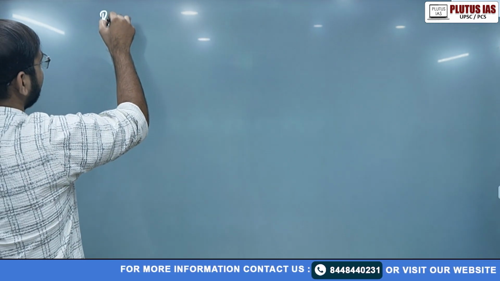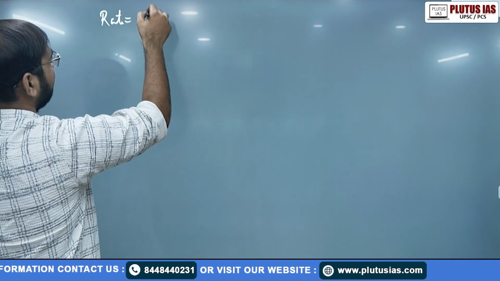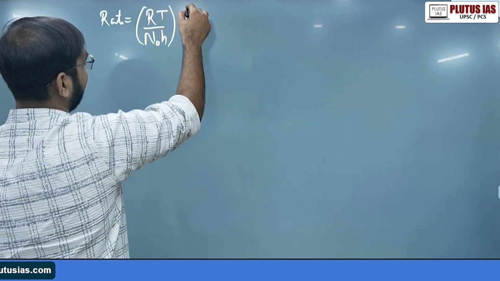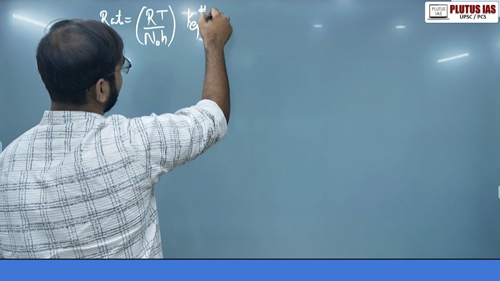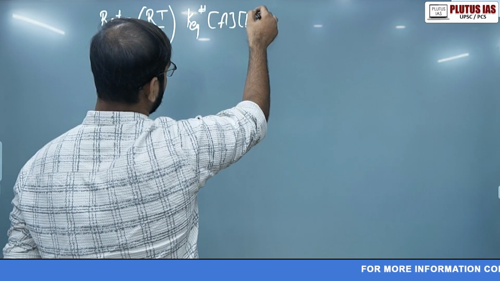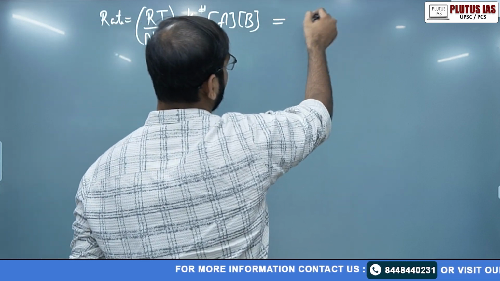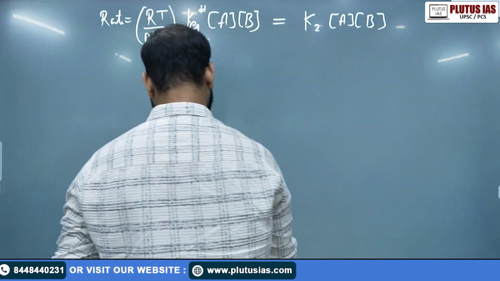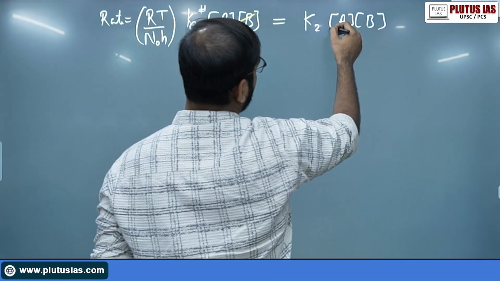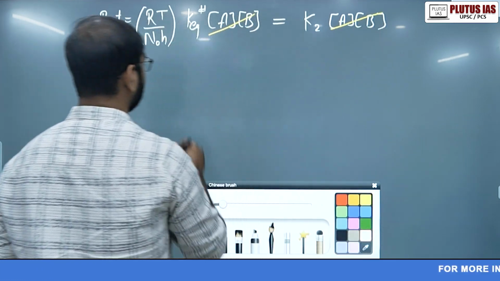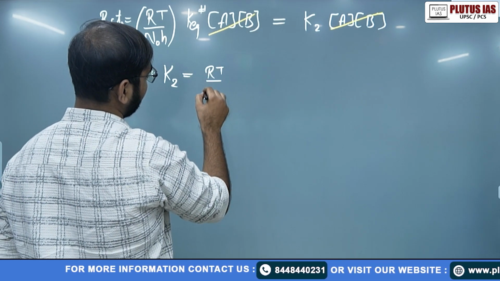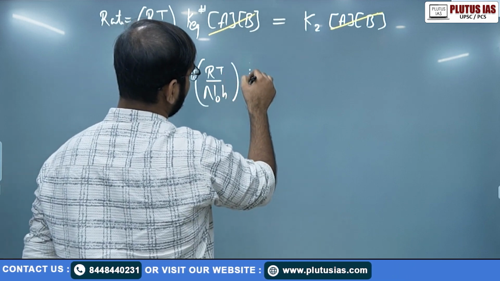So the rate will be equal to the concentration times the frequency, which was RT N naught upon h, multiplied with the equilibrium constant for activation, concentration of A and concentration of B. Now let's compare this equation with the normal rate of reaction with rate constant K2, A and B. By comparing, I can find that the rate constant K2 for the product formation is RT N naught upon h times K equilibrium star.